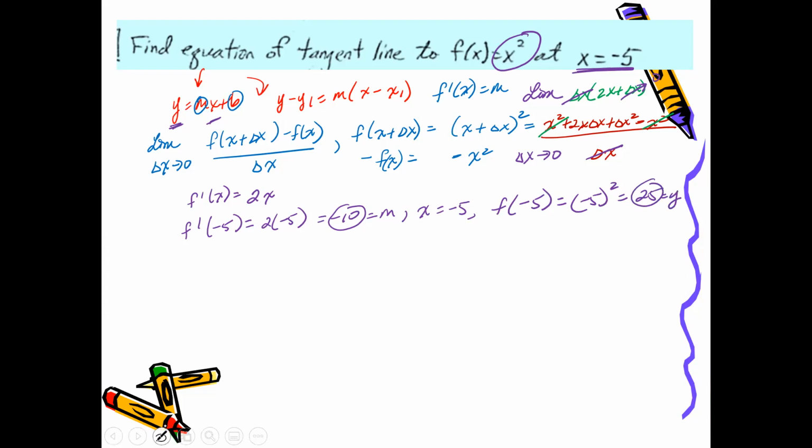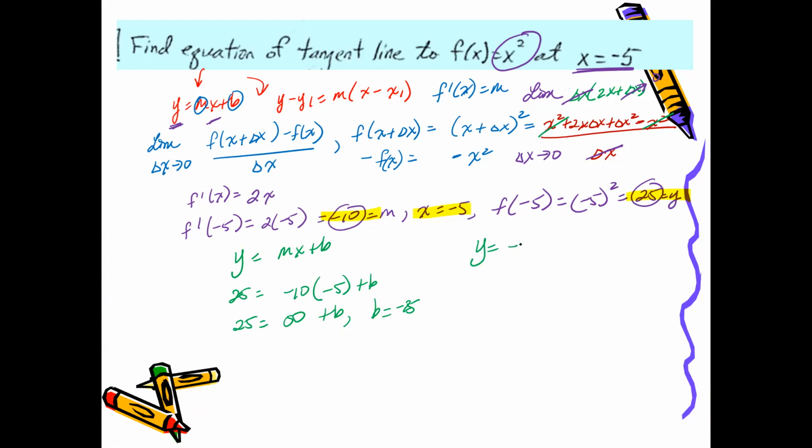Now that I have my slope, my x value, and my y value, I can proceed to finding the y-intercept. So y equals mx plus b. My y value is 25, m is -10, x is -5, plus b. So 25 equals 50 plus b. If I subtract 50 on both sides, b is -25. So my equation is y equals -10x minus 25, and that is my answer.